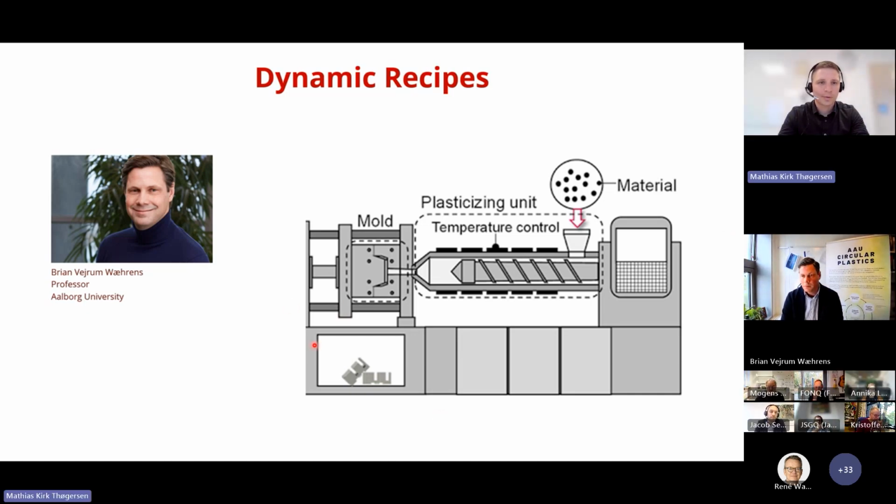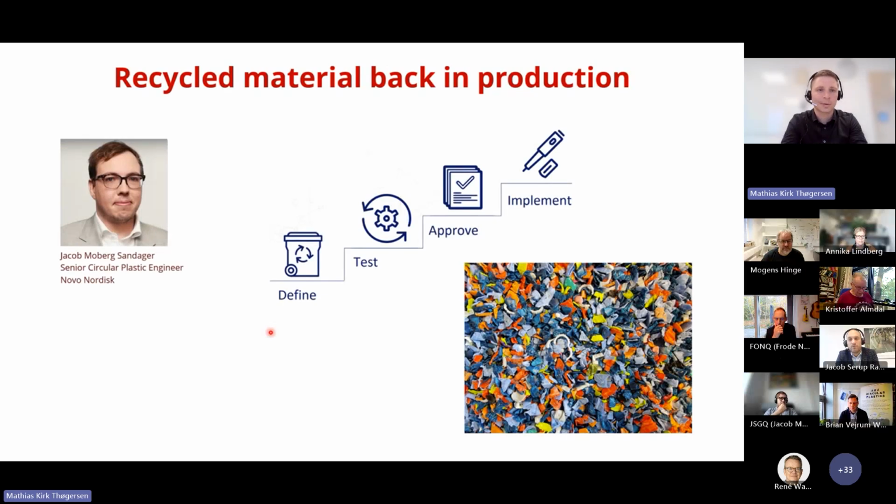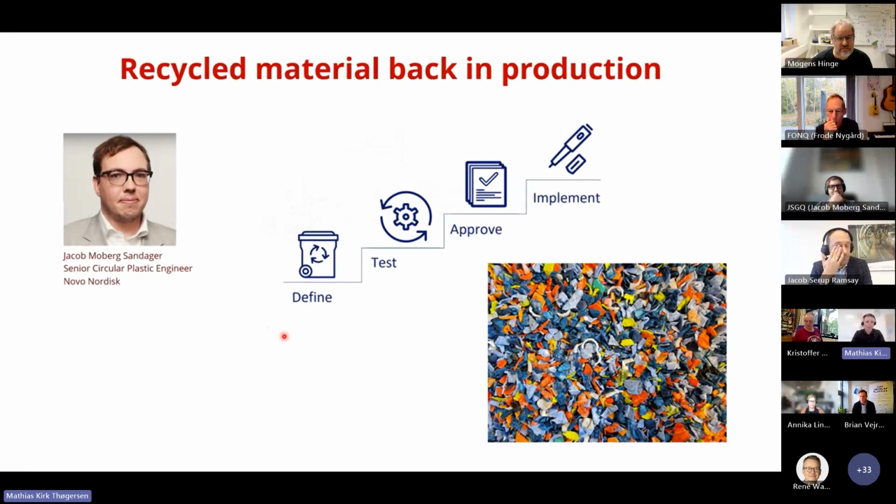And in the interest of time, I think we will jump to the last part of our material cycle that we are dealing with in this session. And here we'll hear from Jakob Moberg Sandager, who's a senior circular plastics engineer at Novo Nordisk, and he will take us through some of the considerations that a company like Novo Nordisk has to make when considering taking plastics back and actually putting it back into a medical product. So let's get the video up and running and hear what Jakob has to say about this.